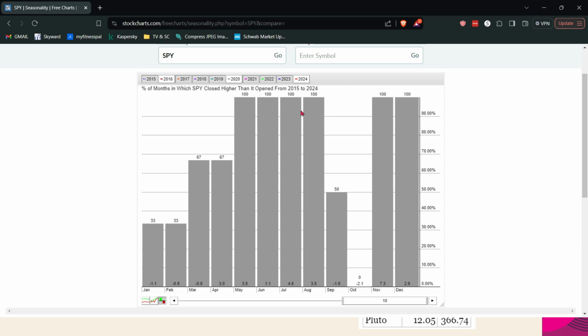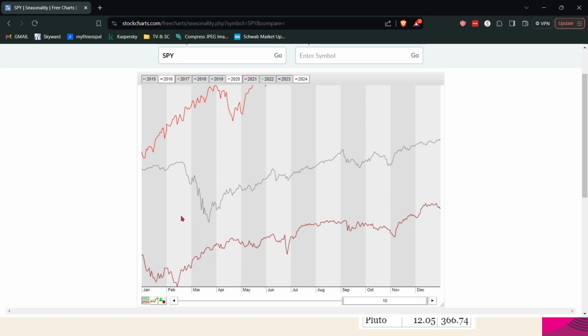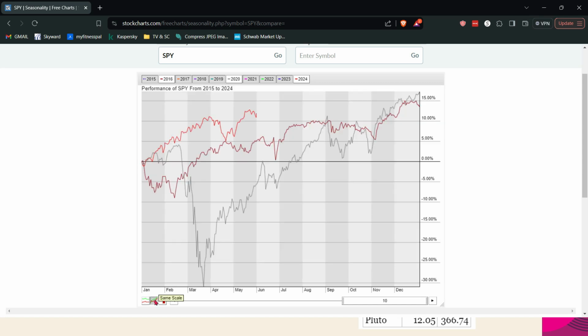In seasonality charts, we can use histograms. There are line charts also available, and this line chart has all the lines plotted with the same scale. This is how we use the seasonality chart, seasonality analysis, and different chart patterns available for our analysis and trading.